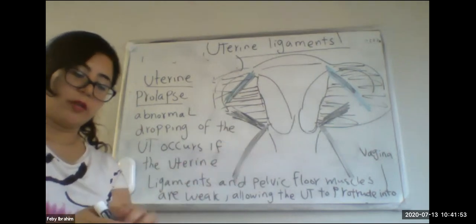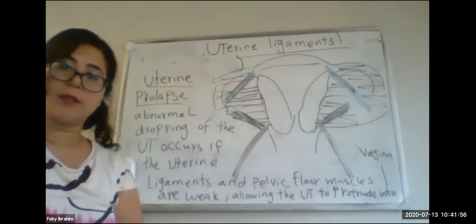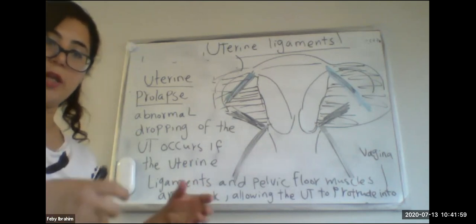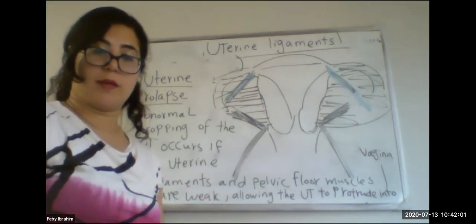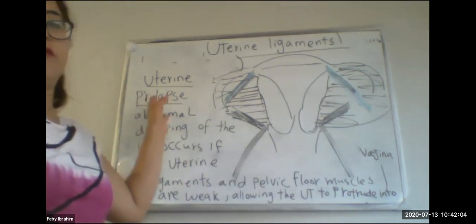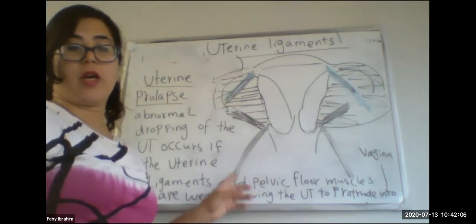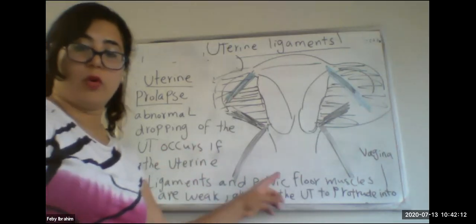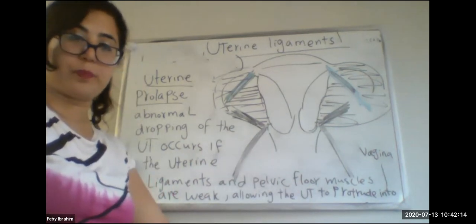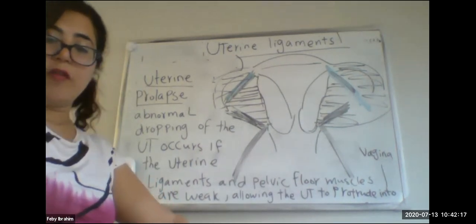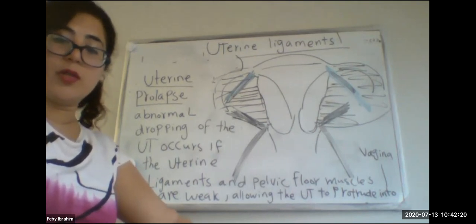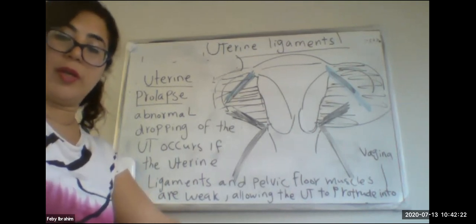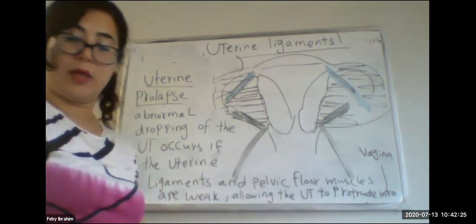When we mention the functions of uterine ligaments, it's to support and hold the organs in place. Think about if we have loose ligaments and the pelvic floor muscles are weak. We are going to talk about this one in lecture one. The pelvic floor muscles are weak, and this allows the uterus to protrude into the vagina. I'm going to show you how it looks. This is for the uterine ligaments.